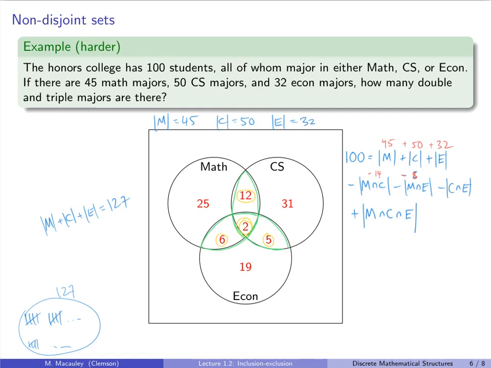Notice that all the triple majors, these 2, we have subtracted off 3 times, and we've added them 3 times. And finally, we have to add back those triple majors, so that is 2. And you can check that this is 127. We've subtracted off, and this gets us down to 113. This gets us down to 105. This goes down to 98. We add 2, and we get 100. So yes, this checks out.